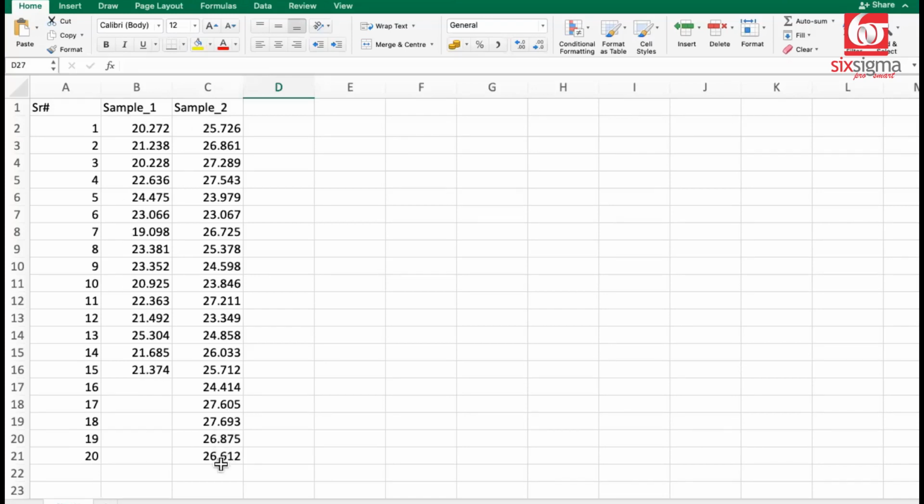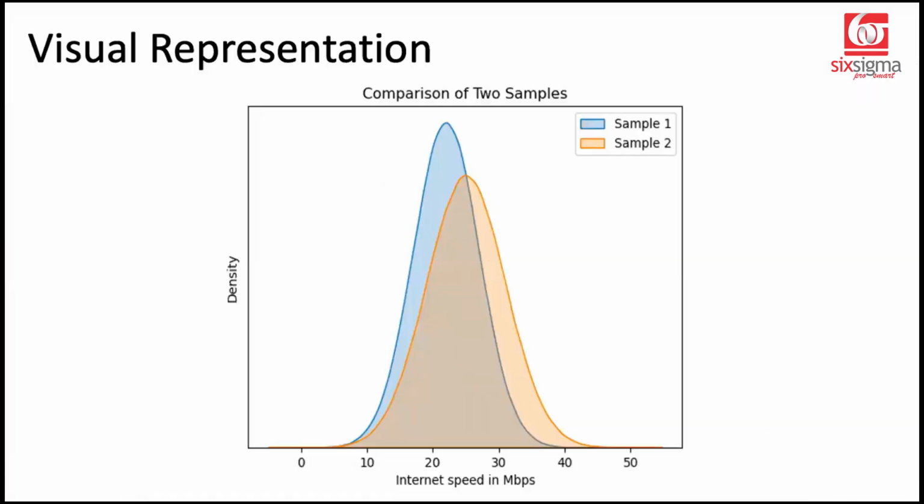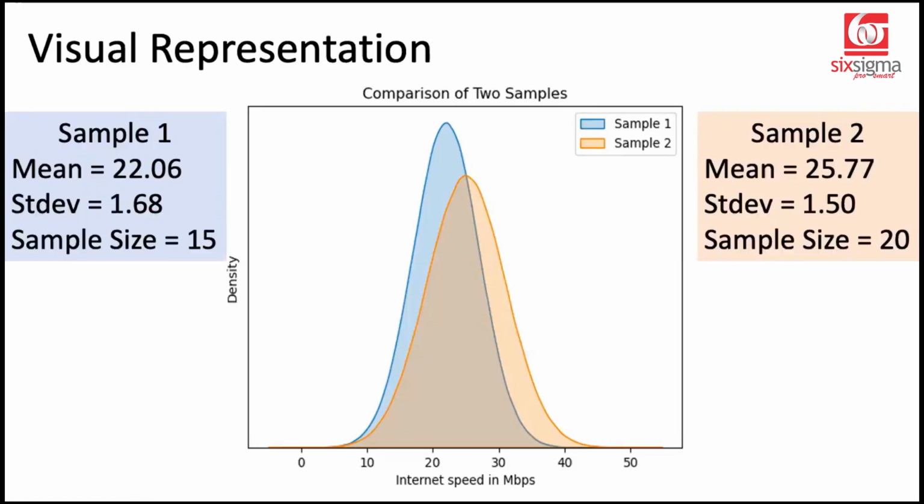So let me explain this problem to you visually now. So this is how the samples look. Let's understand the descriptive statistics of these two samples. As we saw in the raw data, we could have easily computed the mean and standard deviation. So the mean of sample 1 is 22.06 and the mean of sample 2 is 25.77. The standard deviation of sample 1 is 1.68, and for sample 2, it's 1.50. Sample size for the first sample is 15. For the second sample, it is 20.